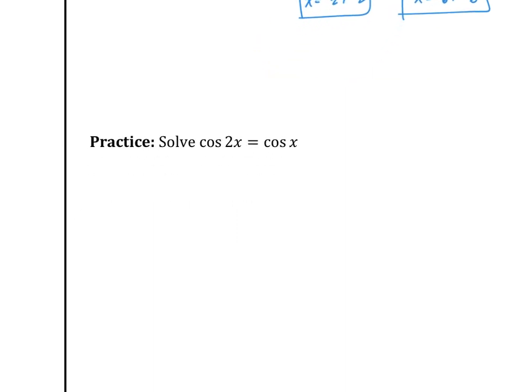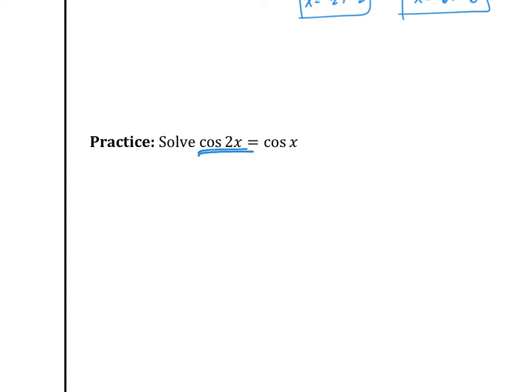Okay, let's have you pause the video and give this one a try. Cosine 2x equals cosine x. So again, this is going to make you use the double angle formula, but there are several double angle formulas for cosine, so you're going to have to choose one.